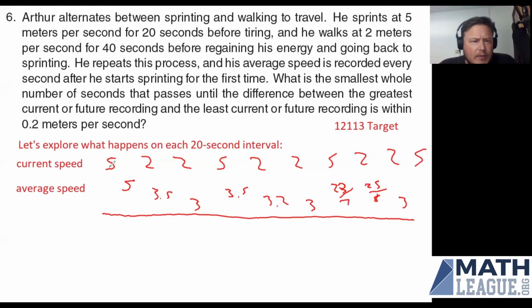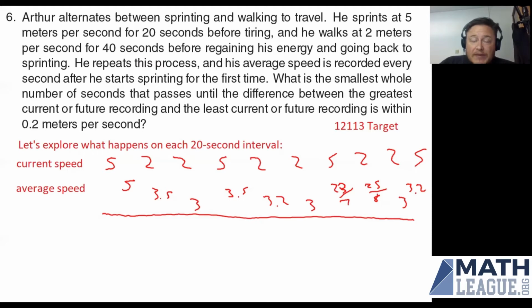How many intervals have we done now? 1, 2, 3, 4, 5, 6, 7, 8, 9, 10. Well, that's a nice denominator to work with. How many 5s? 1, 2, 3, 4 of these 5s. That's a total of 20. And I've got 1, 2, 3, 4, 5, 6 2s. That is a total of 12. So 20 plus 12 is 32. And we had 10 intervals. 32 divided by 10 is 3.2. Okay, so that is going to occur after this 5.